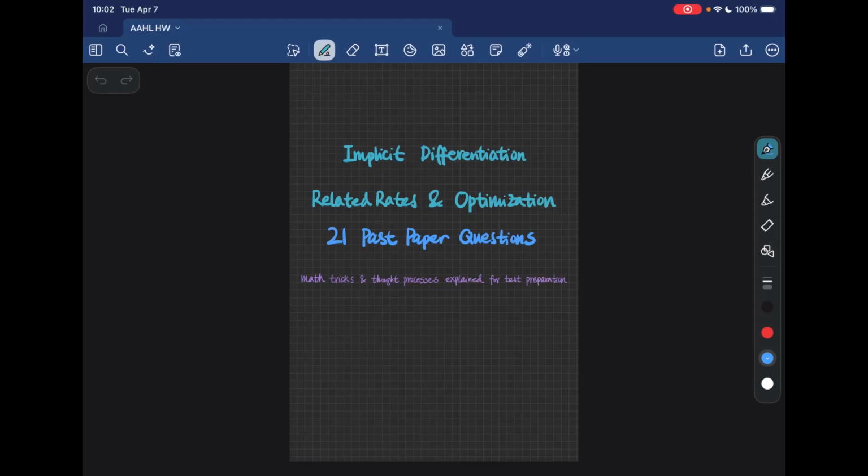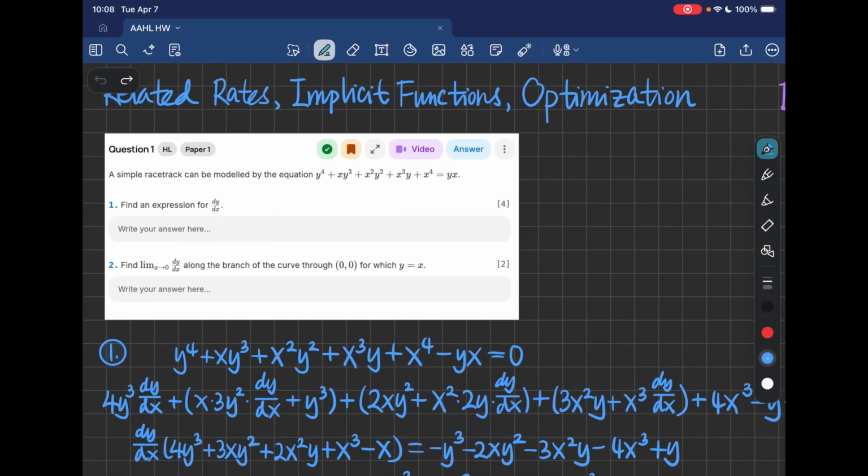Hi, today I want to talk about 21 past paper questions on implicit differentiation, related rates, and optimization. I want to share some math tricks and my thought processes for these questions to help you prepare for a derivative test in the IB junior year. So let's look at the first question.